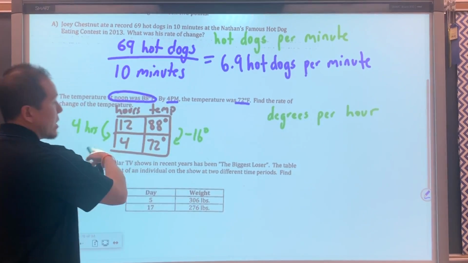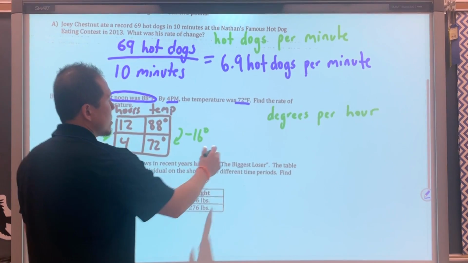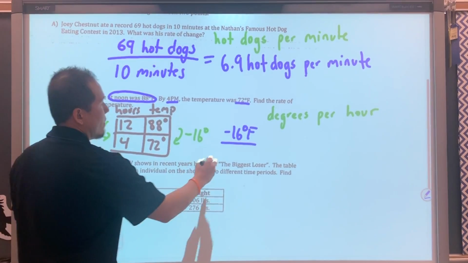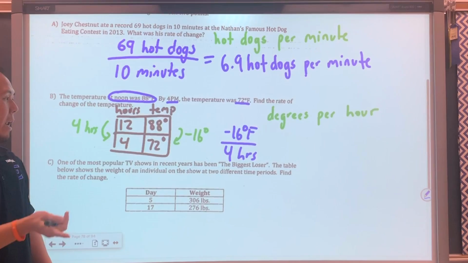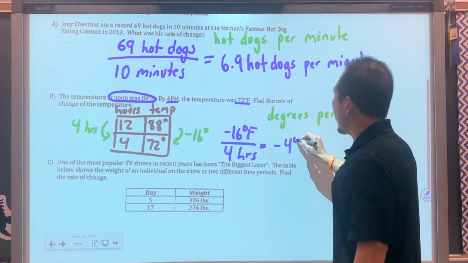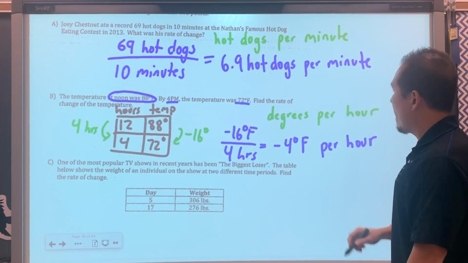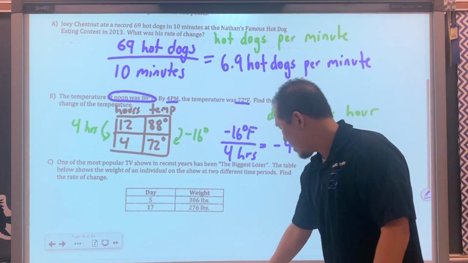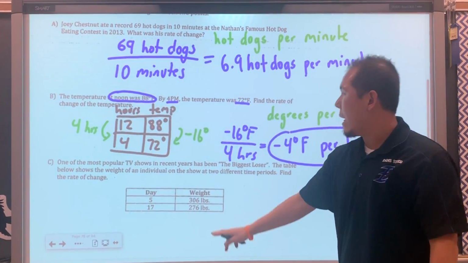Now, we put this information into our fraction because we want degrees per hour. So negative 16 degrees Fahrenheit divided by 4 hours. But we want it per 1 hour, so we divide those two numbers. That's going to give us negative 4 degrees Fahrenheit per hour. And that would be our rate of change. Glad you can see that. All right, and the last problem.